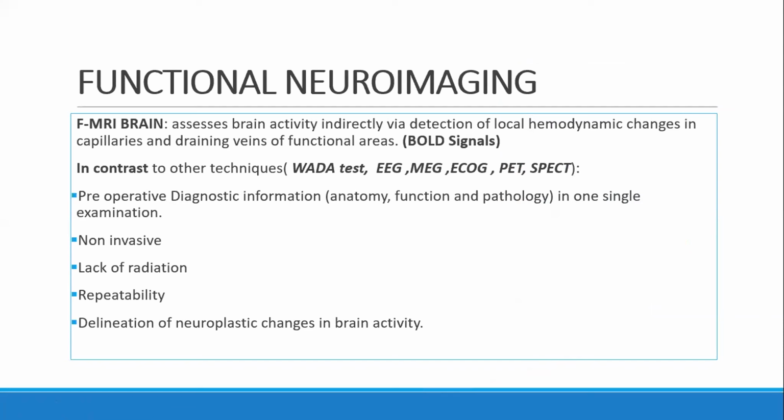In the last decade or so, functional imaging of the brain has evolved to help us identify the eloquent areas and the functions of the brain. Functional MRI mainly detects the local hemodynamic changes of the capillaries and draining veins. It gives us preoperative diagnostic information on anatomy and pathology, it is non-invasive, without radiation, and repeatable, with delineation of neuroplastic changes in brain activity.